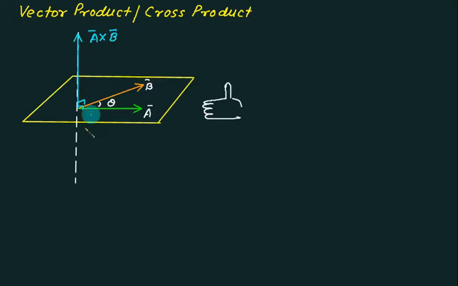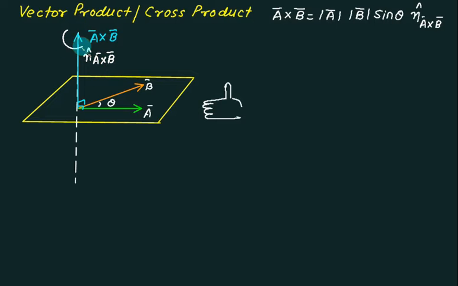Consider two vectors a bar and b bar. If the vector a bar is rotated towards b bar, then we have a cross product, a bar cross b bar, which is going perpendicular to the given plane. So a bar cross b bar is equal to mod of a into mod of b into sine theta into the unit vector along a bar cross b bar. This is the same as n cap.